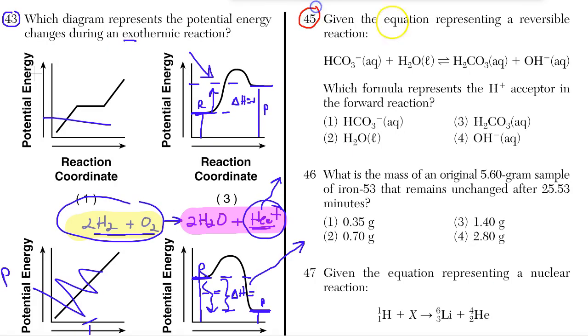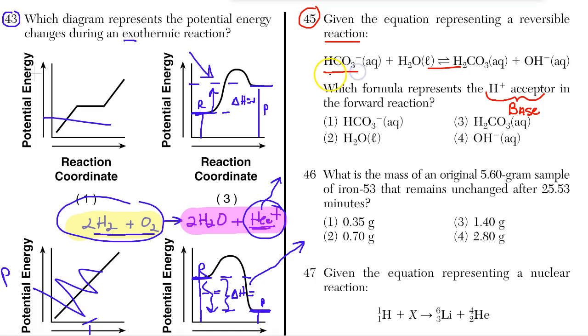Number 45, given the equation representing a reversible reaction, at equilibrium, rate of the forward equals the rate of the reverse, therefore the amounts of these are constant. Which formula represents the H plus acceptor? That's from the other definition. An H plus acceptor from the other definition, they don't call it by name. Arrhenius said to be a base, you produce OH minuses, okay? But here, you're a base by being an H plus acceptor. Now, not asking for that, but just saying which in the forward direction is accepting an H plus. Okay, well, let's see what we got here.